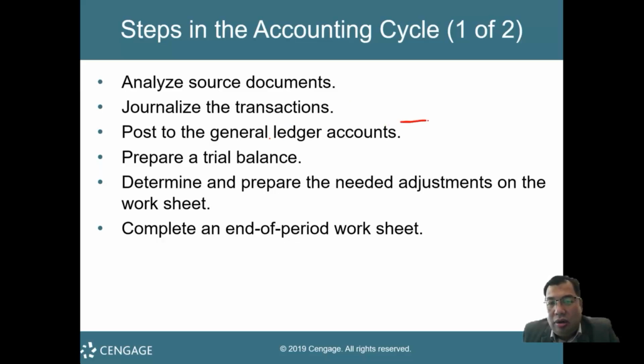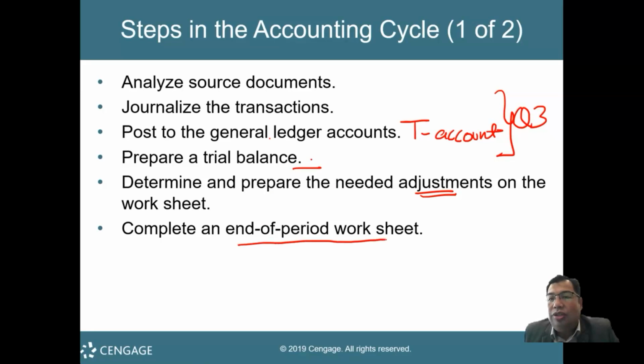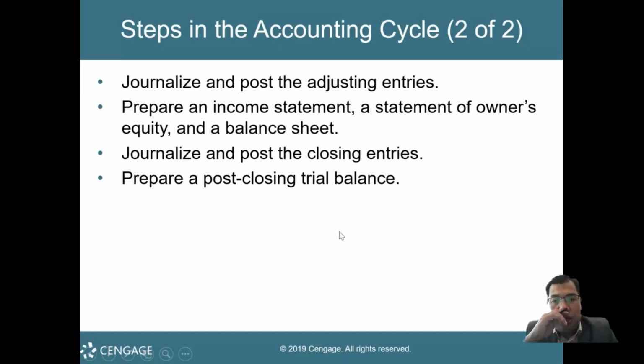Post to the general ledger, also known as T accounts, and then prepare the trial balance. We did this in our question 3. From there we're going to prepare adjustments, and then prepare the end of period worksheet. Then we're going to journalize and post the adjusting entries, prepare the income statement, statement of owner's equity and balance sheet, and then journalize and post the closing entries, and finally prepare the post-closing trial balance.